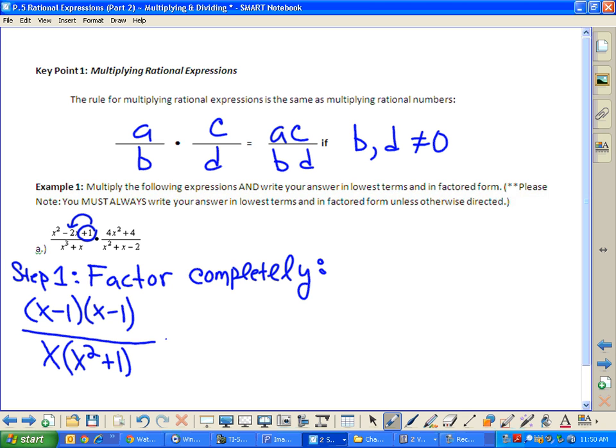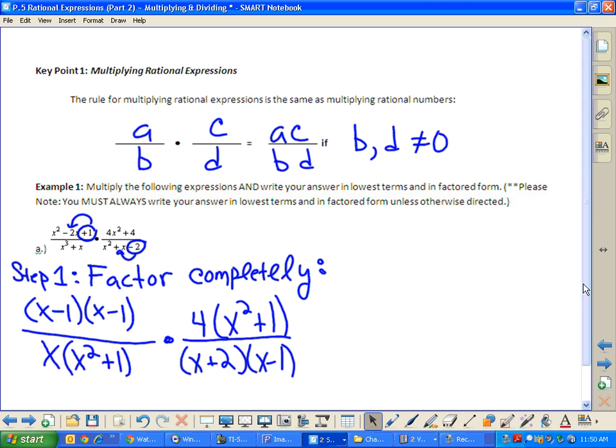All right, next. We have 4x squared plus 4. Greatest common factor is what I see there. They both have 4 in them. And then what's left over is x squared plus 1. And then in the second denominator there, I would think of the factors of -2 that would add to positive 1. That's going to be x plus 2 and x minus 1.